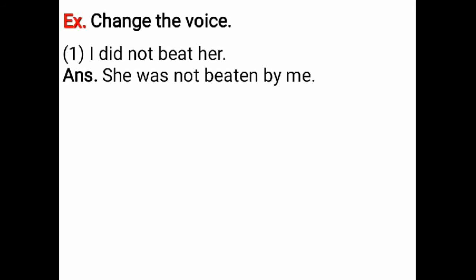I becomes me, her becomes she if you are changing into passive voice. If you have the word did in active voice, you have to add auxiliary verb was in passive voice. Remember this.